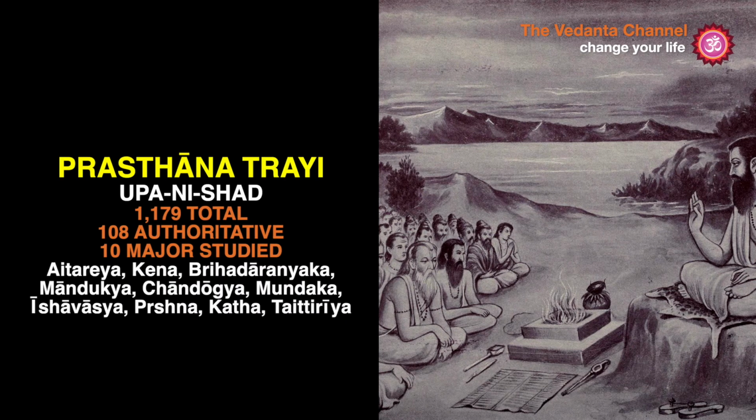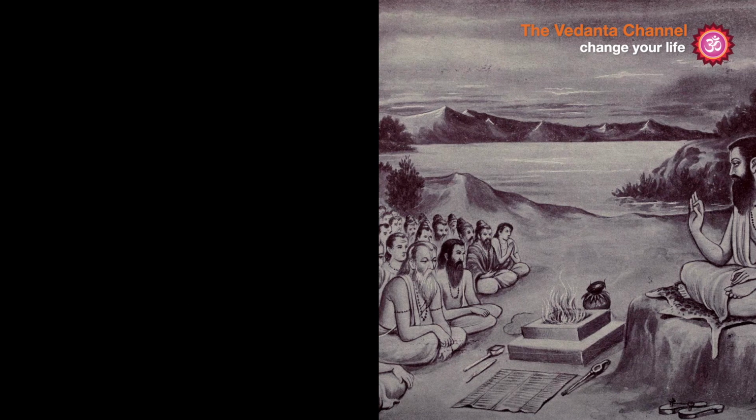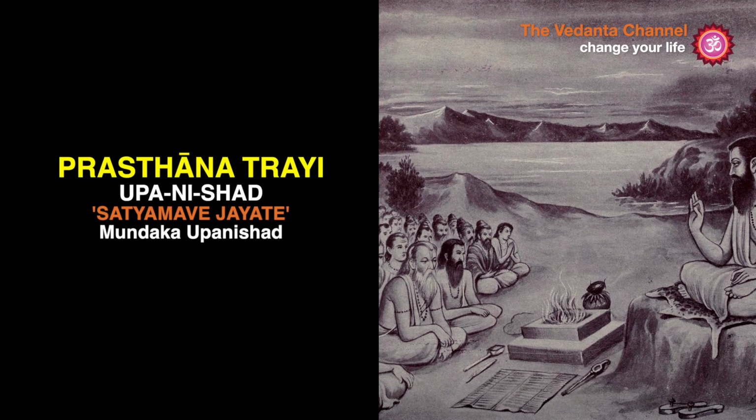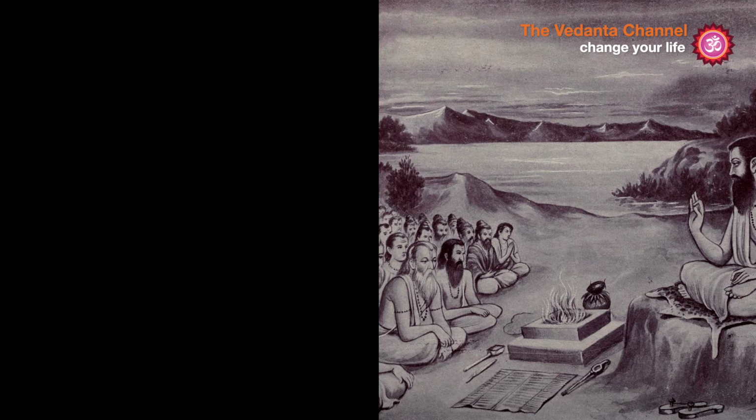In total, there are 1,179 Upanishads, of which 108 are traditionally treated as important. Out of these 108, 10 are considered to be the major Upanishads. India's national creed, Satyameva Jayate, comes from the Mundaka Upanishad.